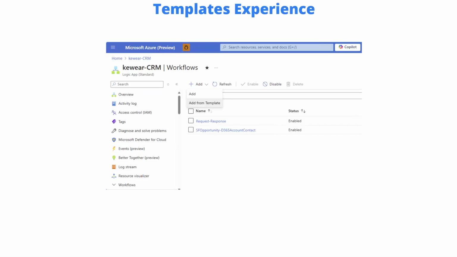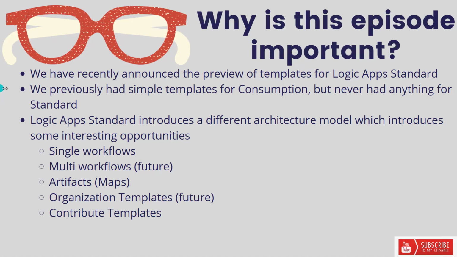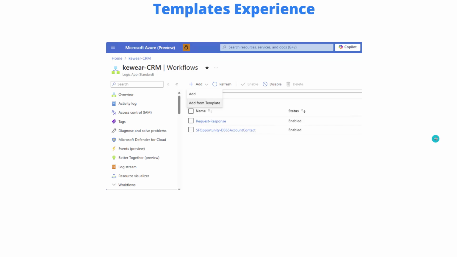Okay, so just from an experience perspective, let's talk a little bit about how you would access these templates. So I've got a Logic App Standard already deployed, right? So that is in place, and I do have that available. So I've got the Azure resource provisioned. Then what I would typically do is click on this add button, which would create a new workflow. But underneath that add button, we do have add from template, and that's the button that you do want to press.